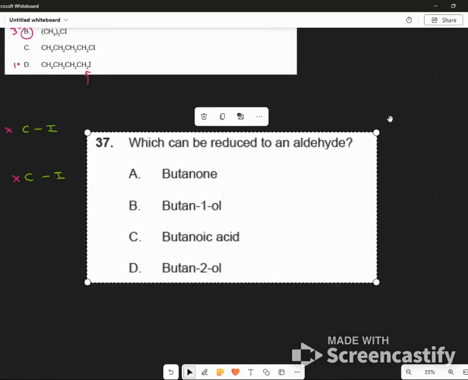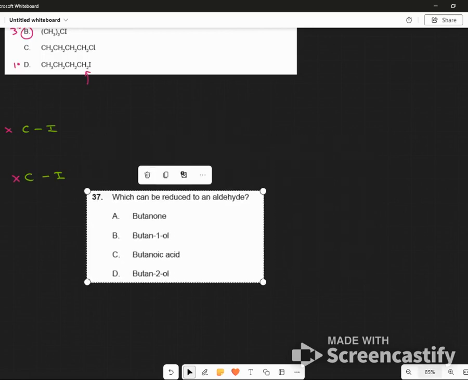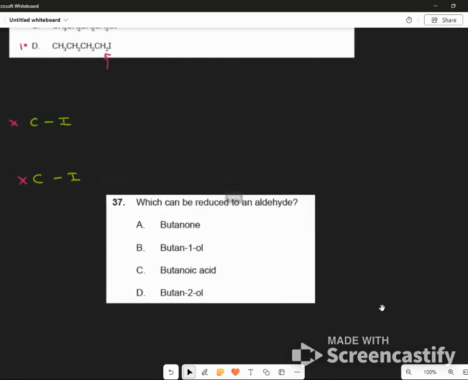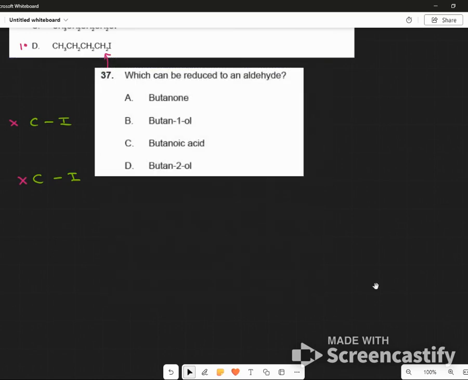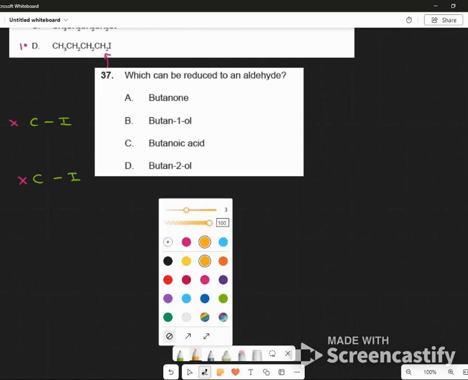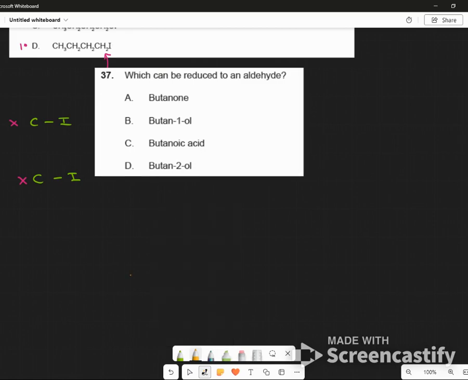So this one, make this one a bit smaller. There we are. Make it 100, and let's have a look at this one. Which can be reduced to an aldehyde? Well, that's an easy one for us. Which one can you reduce to an aldehyde? Actually, it's not as easy as I thought. Okay, I'm going to do this. Do you want help with it, or shall I do it? Downward thumb if you want me to do it.